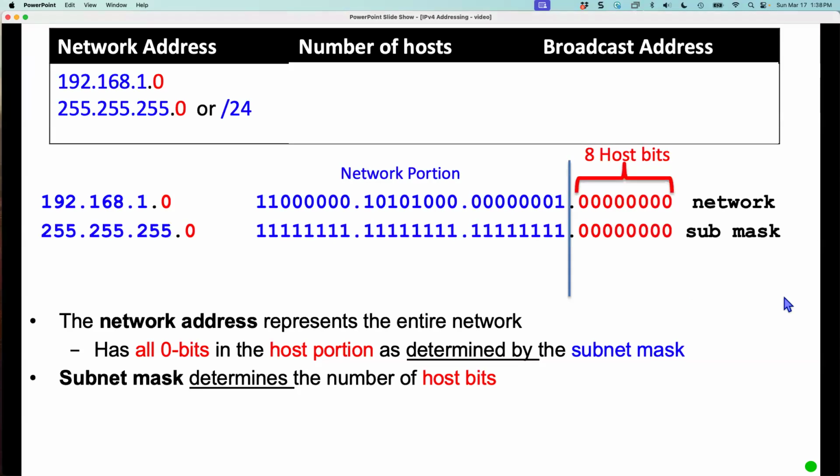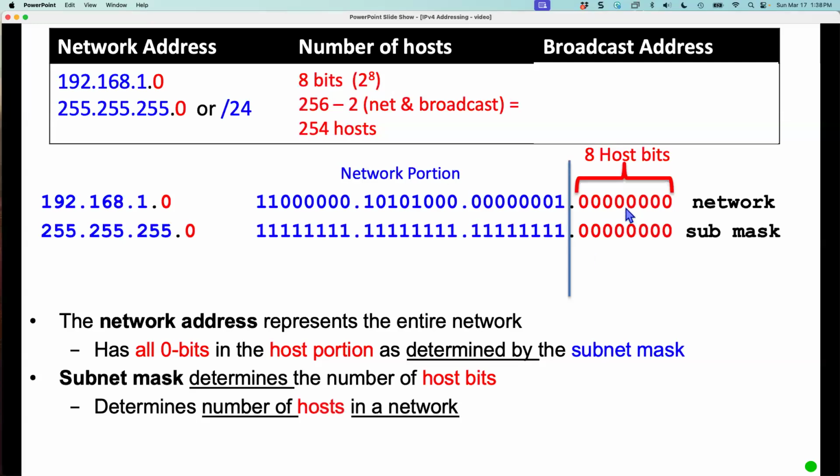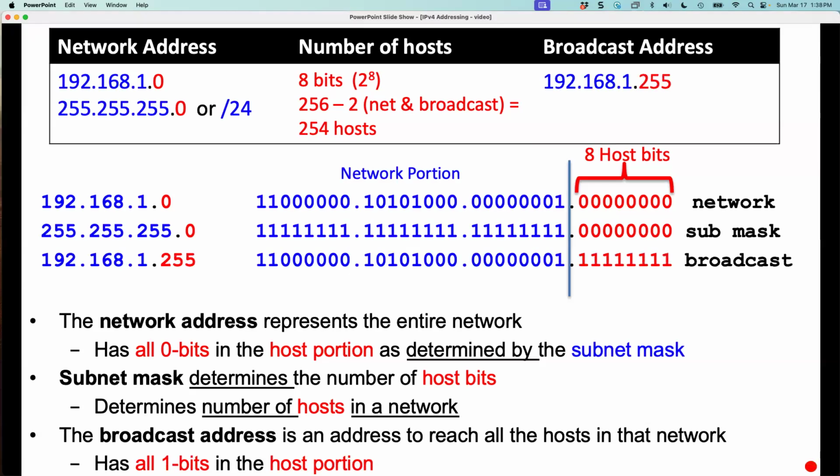Now we have 8 host bits. What does that mean? Well, the number of host bits tells us how many devices we can have in that network. So if we do 2 to the 8th, that gives us 256. But remember, we just said we cannot assign the network address to a device, and we cannot assign the broadcast address to a device. Everything in between, we can. So we actually have 254 available addresses to assign to end devices. The broadcast address is 192.168.1.255.